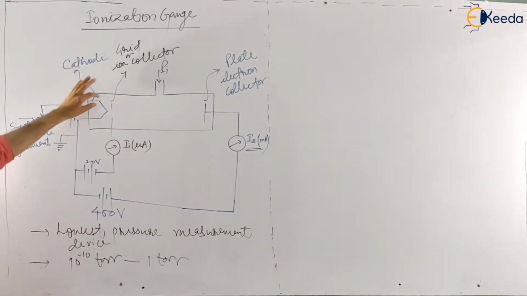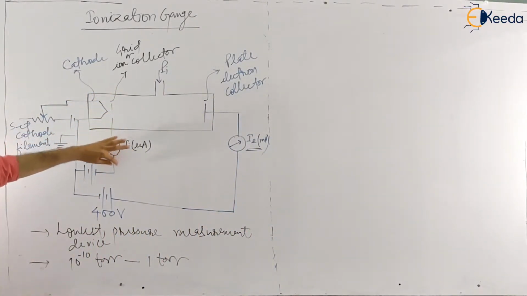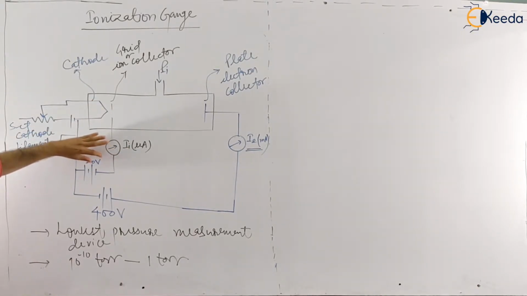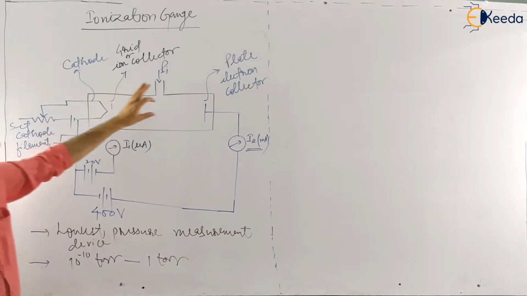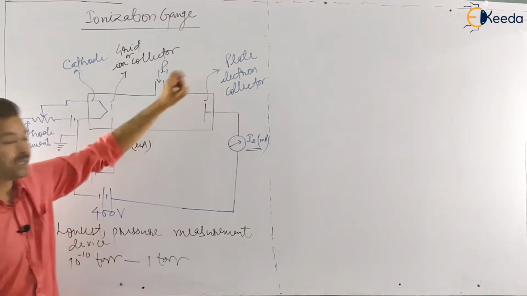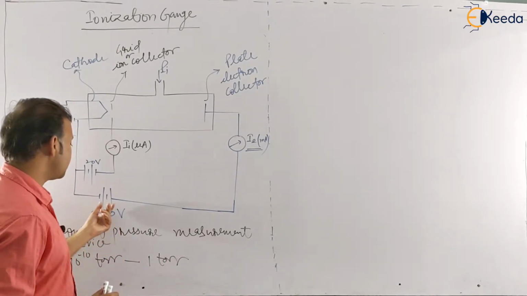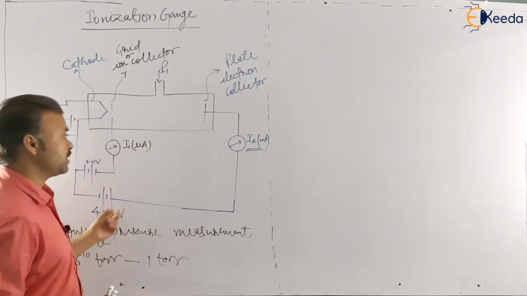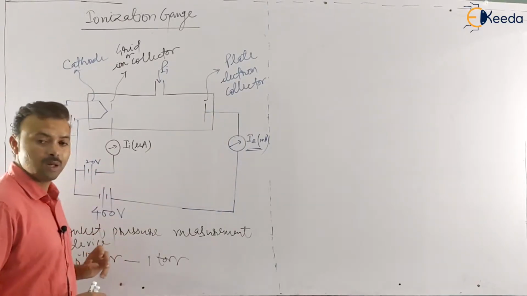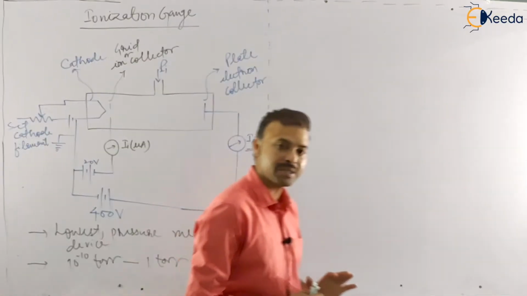Positive ions will be collected by this negative supply, because positive and negative attract, and negative ions will be collected by the plate electron collector, because this plate is connected with the positive end of the battery.